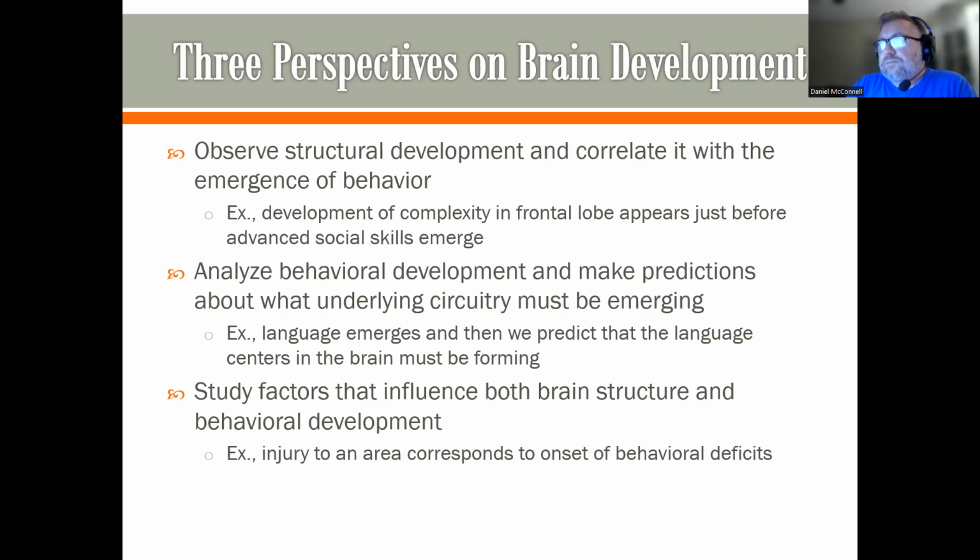So if we can see that there are certain frontal lobe changes that are occurring as we see the emergence of empathy and theory of mind type capabilities, then certainly we could draw some connection there between those two things, right?